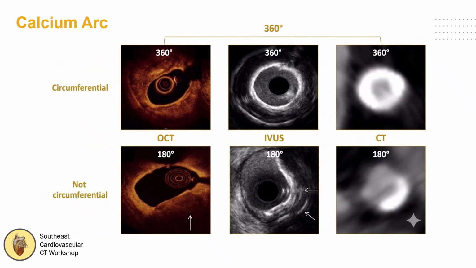When we evaluate calcium, it's not just the amount of calcium that matters, it's also the distribution of calcium. A lesion with focal eccentric calcium behaves very differently from a lesion with circumferential calcium. Once you start seeing calcium arcs approaching 270 or 360 degrees, the likelihood of stent underexpansion increases substantially. That's when you're probably going to need to use some of the calcium modifying techniques we discussed earlier. And that's where CT also becomes useful, because it helps anticipate the need for atherectomy or lithotripsy before the procedure.